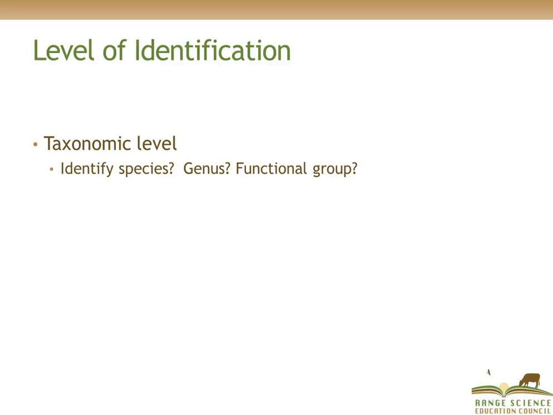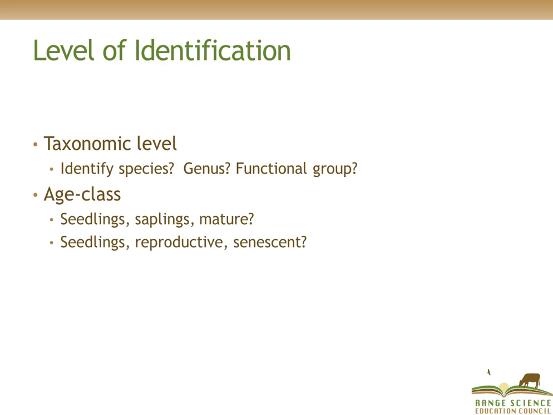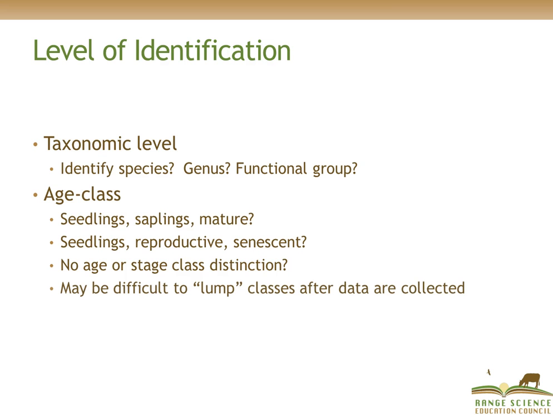So it depends on your management objectives whether you need to identify to the nearest species, identify to the genus, or possibly identify to just the functional group, whether it's a grass or a forb or a woody plant, etc. The age class also needs to be determined. Oftentimes we will count any individual, if it's present, whether it's a seedling, a sapling, or a mature plant, as being present in the quadrat. Sometimes we are interested in knowing whether it's a seedling, sapling, or a mature plant, and so we can quantify that information.